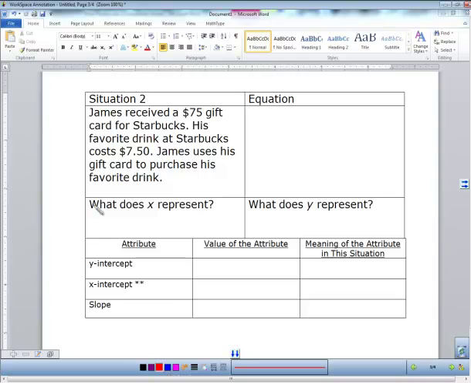Now this one you're doing on your own. Be aware that this says equation. So you're writing the equation that fits with this situation. You're going to tell me what the x represents, what the y represents, and you're going to find the y-intercept, x-intercept, and slope. I have not taught you yet how to find the x-intercept from an equation.